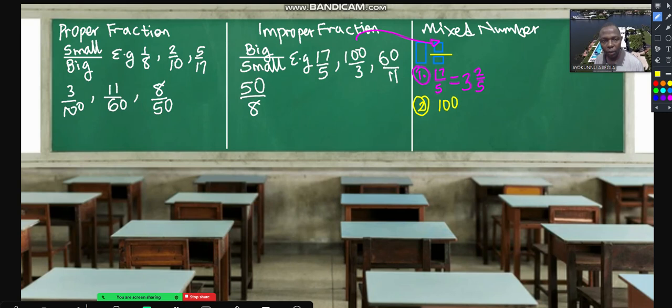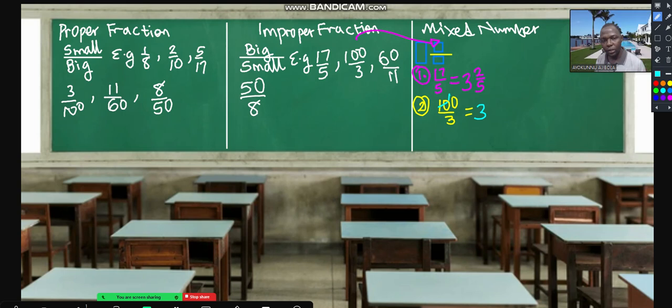100/3. How many 3 goes in 100? Maybe that's too big. Let's cut it bit by bit. How many 3 goes in 10? That's 3, which is 9. 3 times 3 is 9. So remainder 1. We put the 1 here, making 10 again with that next 0.